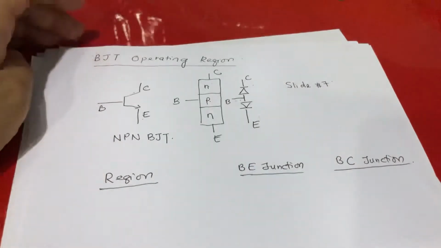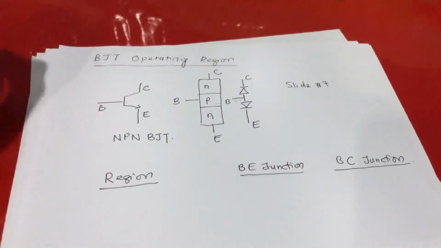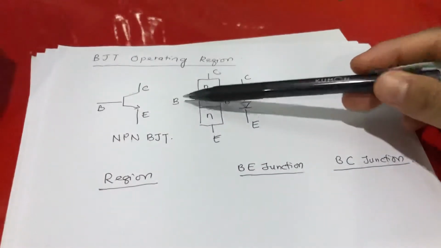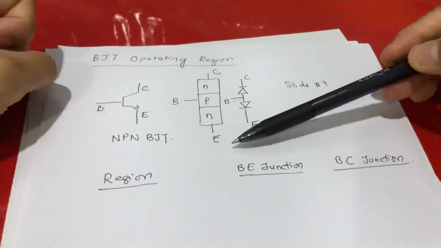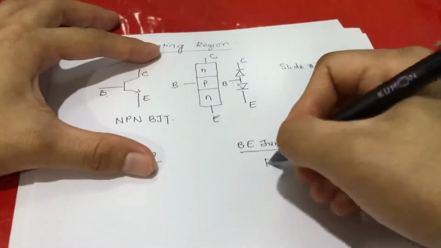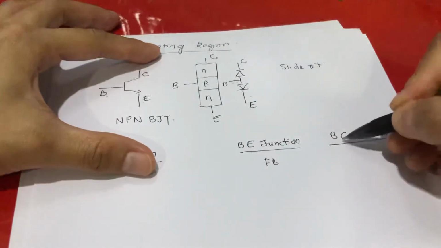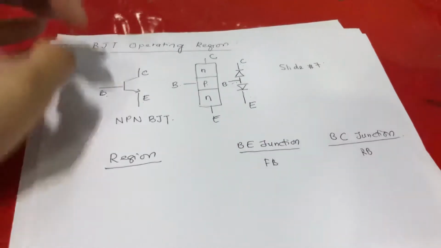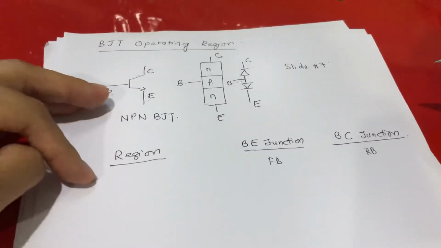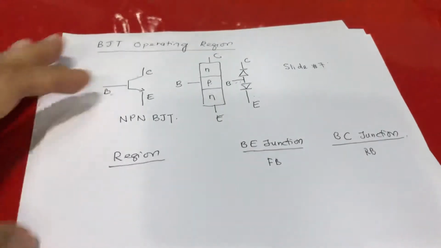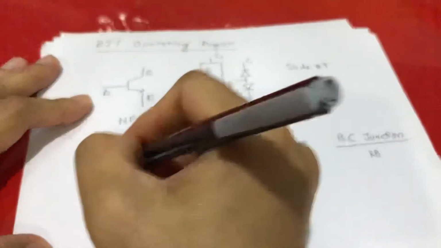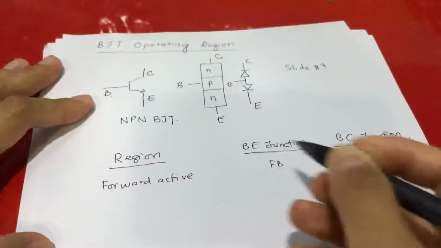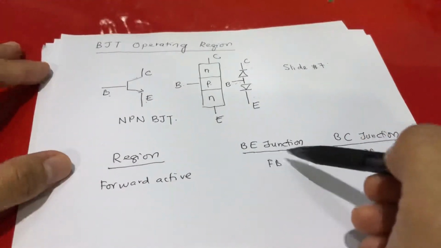On BJT operating regions here, we want to look at what happens if the base-emitter junction diode is forward biased and the base-collector junction is reverse biased. What is the name of the region? It is called the forward active region. Let me write this: forward active.